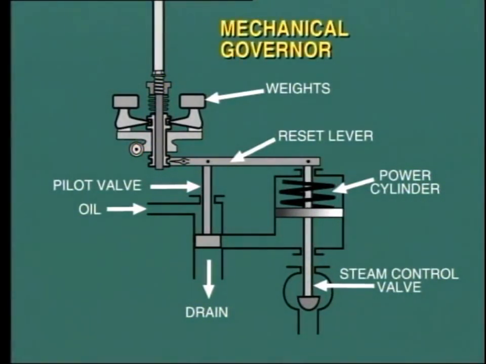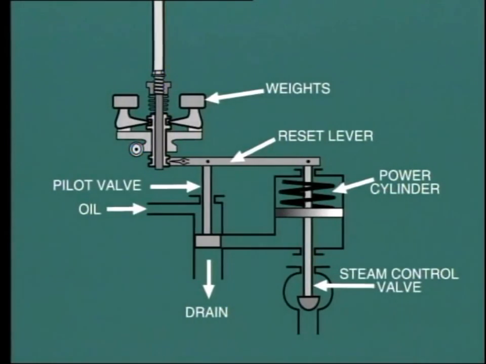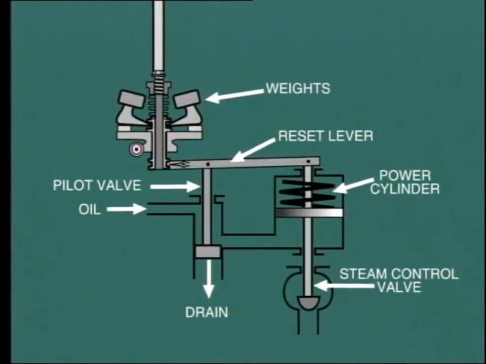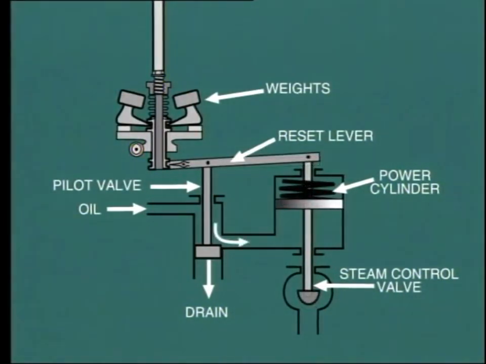In this particular arrangement, a mechanical governor is used to sense turbine speed. Other types of governors are also used, as we'll see in a moment. In this configuration, a change of turbine speed causes the centrifugal weights to move. For example, a decrease in speed causes the centrifugal weights to move inwards and lower the pilot valve. This, in turn, allows more high-pressure oil to enter the power cylinder and raise the piston against the compression spring.